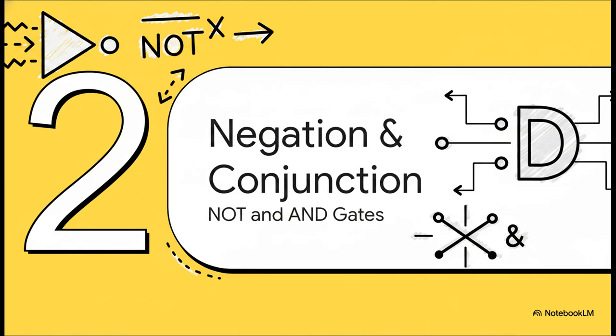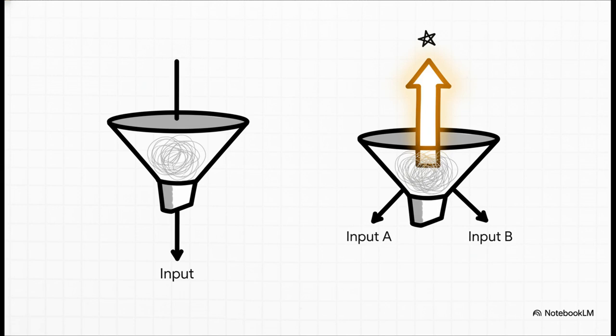Okay, let's dive into this. Section 2, negation and conjunction. So, these are the first two critical logic gates you absolutely need to know inside and out for your exam. Let's break down their roles. First up is negation, commonly called the NOT gate. Its job is brilliantly simple. It literally just reverses the input. So if your input A is a 0, boom, the output flips to a 1. If A is a 1, the output is a 0.